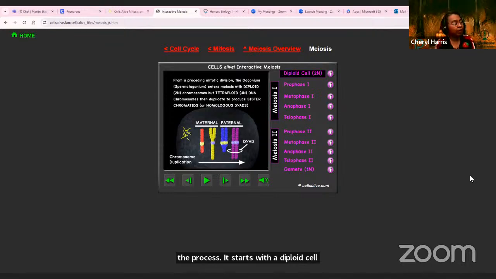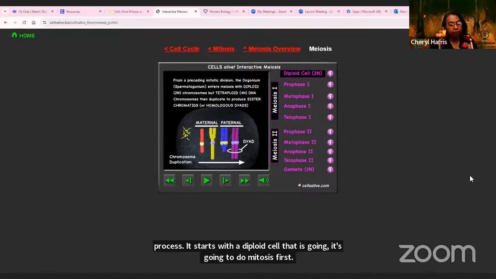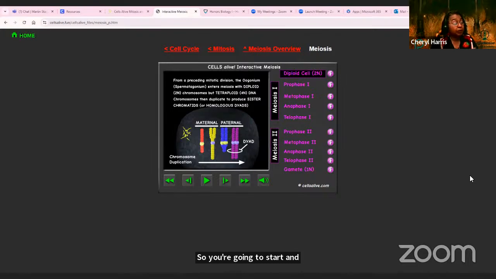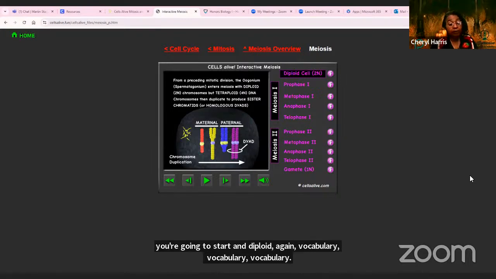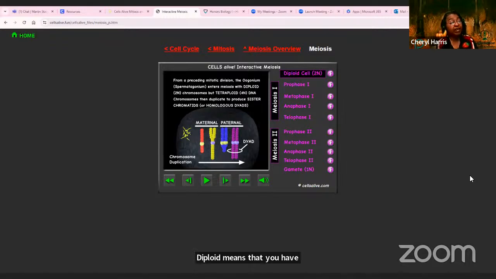So you're going to start, and diploid, again, vocabulary, vocabulary, vocabulary. Diploid means that you have the total number of chromosomes, the 2N number. Okay, and we're going to be talking about that some more as we talk with the next unit on DNA. So you need to go back and look at the vocabulary for this unit before we start the next one.